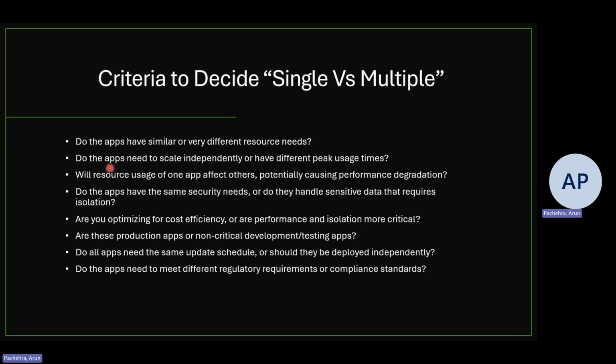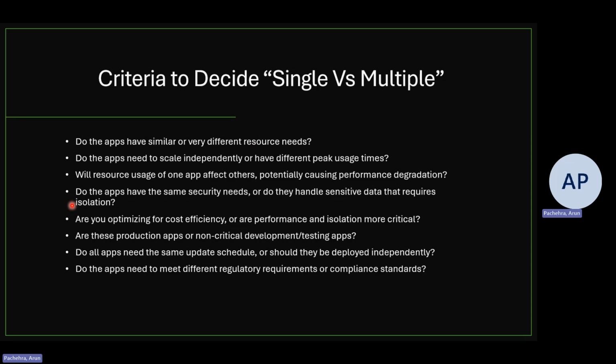Now, second question is, do the apps need to scale independently or have different peak usage times? A single app plan is appropriate if the apps have uniform or predictable traffic patterns. If the apps will experience similar scaling needs, for example, all apps receive similar traffic spikes at the same time, a single plan might work.